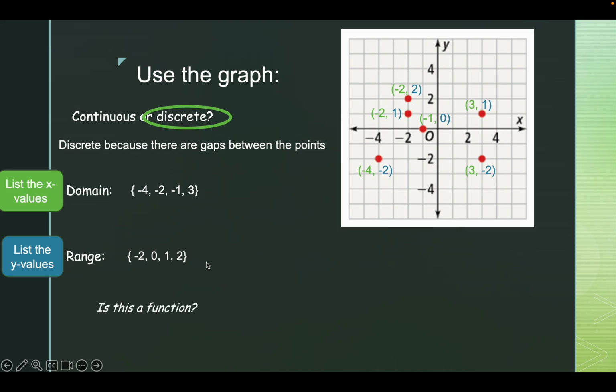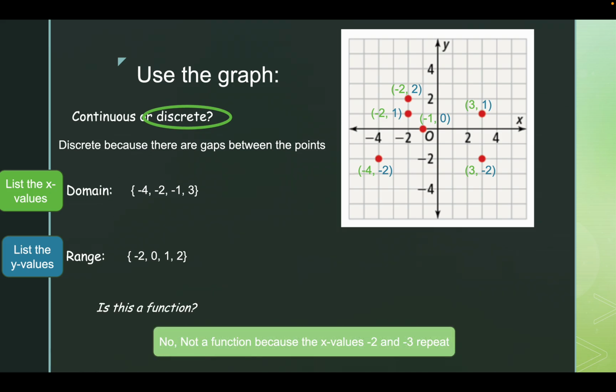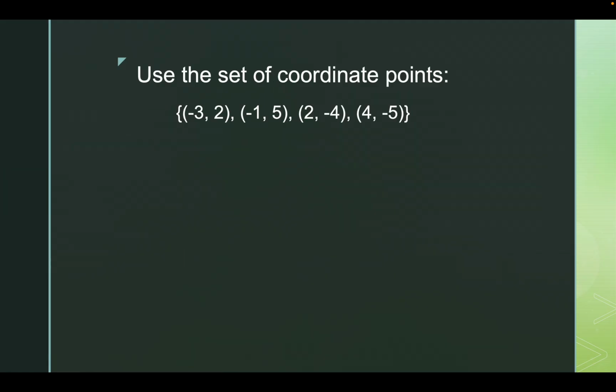We need to say, is this a function? No, this is not a function because the x values -2 and 3, that should say 3, not -3, repeat. So because these values repeat, -2 gets mapped to 2 and -2 gets mapped to 1, that makes it not a function. The 3 gets mapped to 1 and -2. It has two different outputs, so it's not a function.